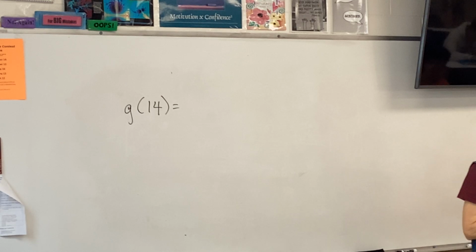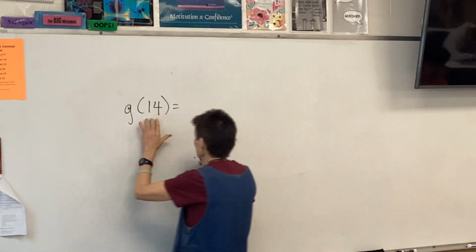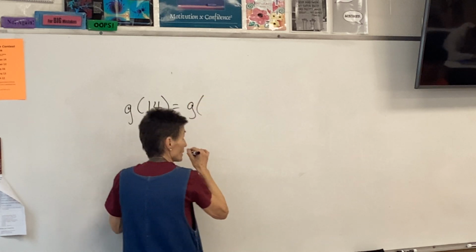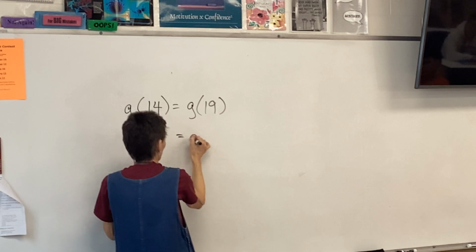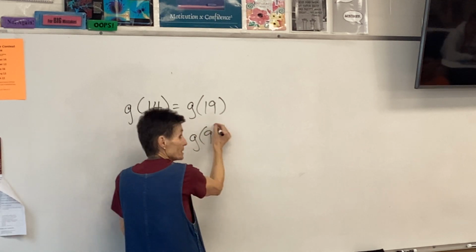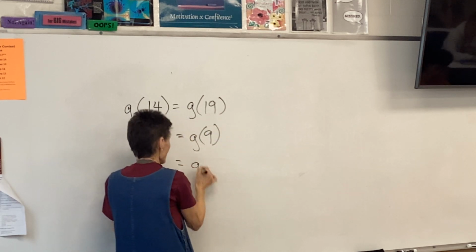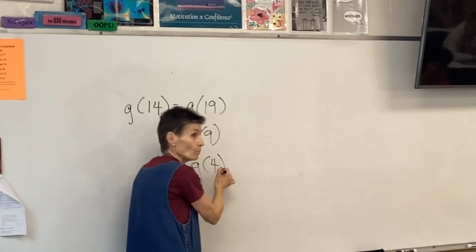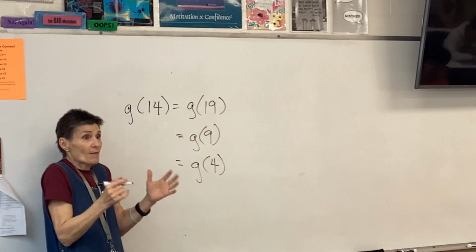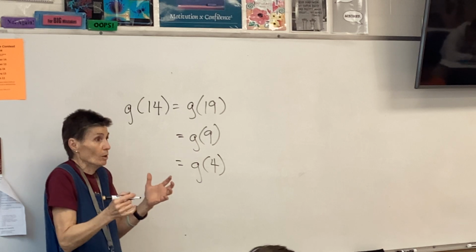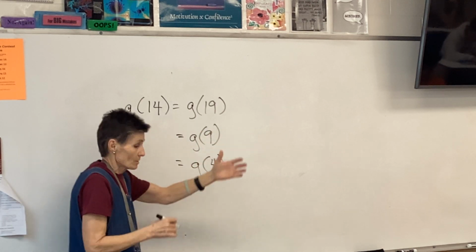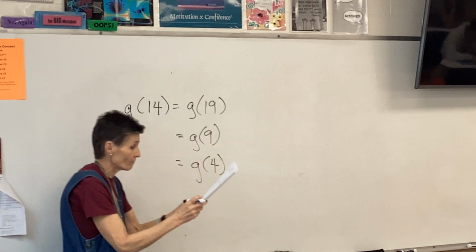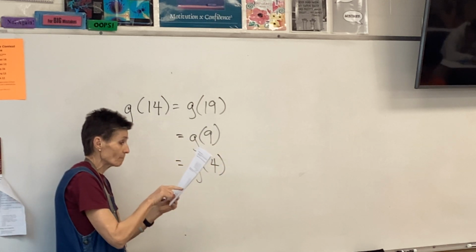Every 5, it repeats, right? So would you agree that G of 14 will be the same as G of 19, or the same as G of 9, or the same as G of 4? Would you agree with that? Yeah, that's what makes periodic things so cool, is we know exactly how it's going to behave. So what's the answer to the question? G of 14 is 7.